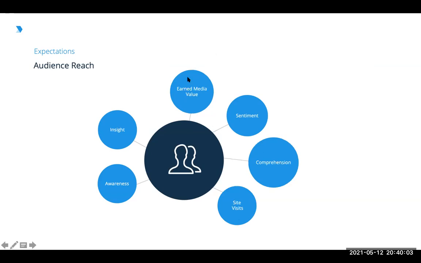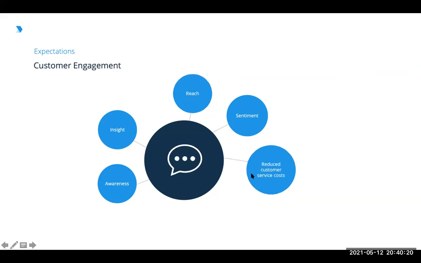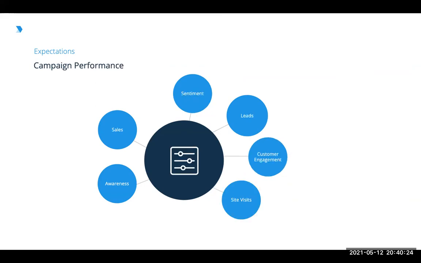Audience reach, earned media. No, I think I mentioned earned media actually. Earned media, owned media. Earned, owned, can't remember the other one. Sentiment, these are just things that are posted by persons. Site visits, again, awareness and insight, which is part of the analytics. Customer engagement, that's part of it. You're looking at these particular things.